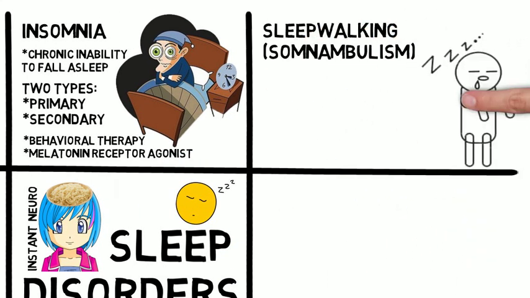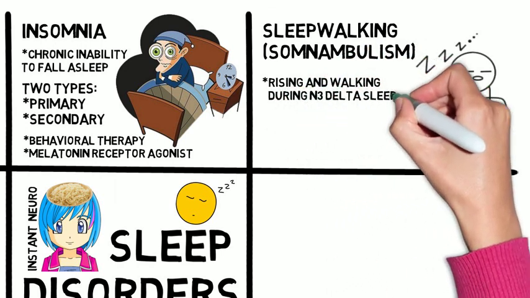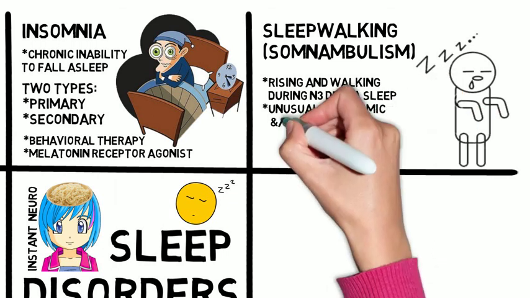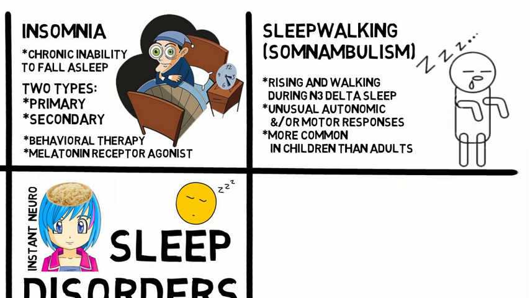Sleepwalking occurs during N3 delta sleep and is characterized by unusual autonomic and/or motor responses. It is more common in children than adults. Primary therapy includes reducing waking anxiety and increased sleep time.